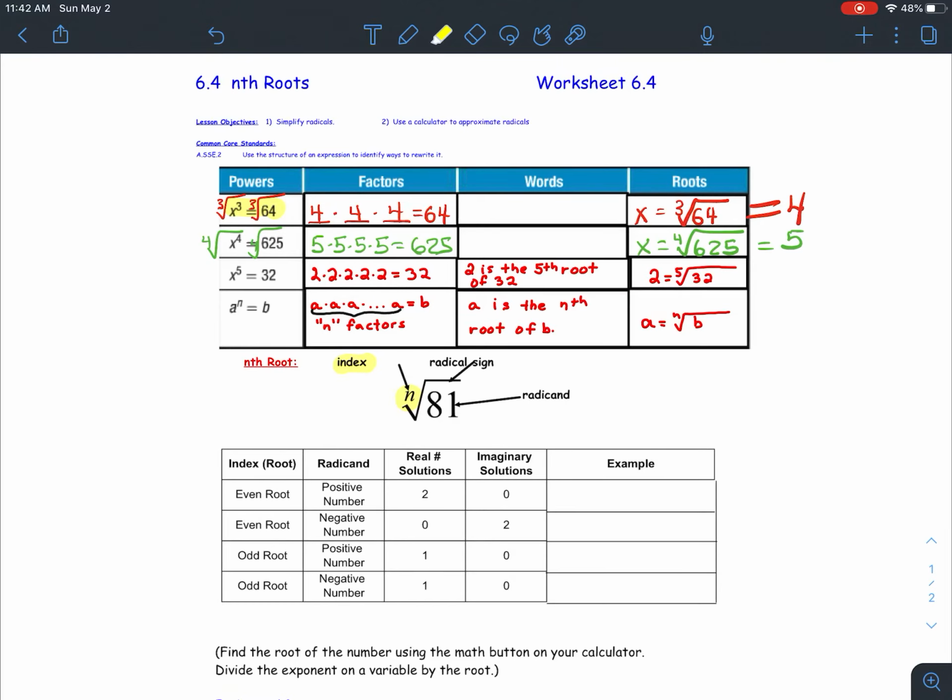And then for the exponent, I'm going to highlight this here. We're going to divide the exponent on the variable by the root. So I'll demonstrate this for you here. Okay, so here we have an odd root.